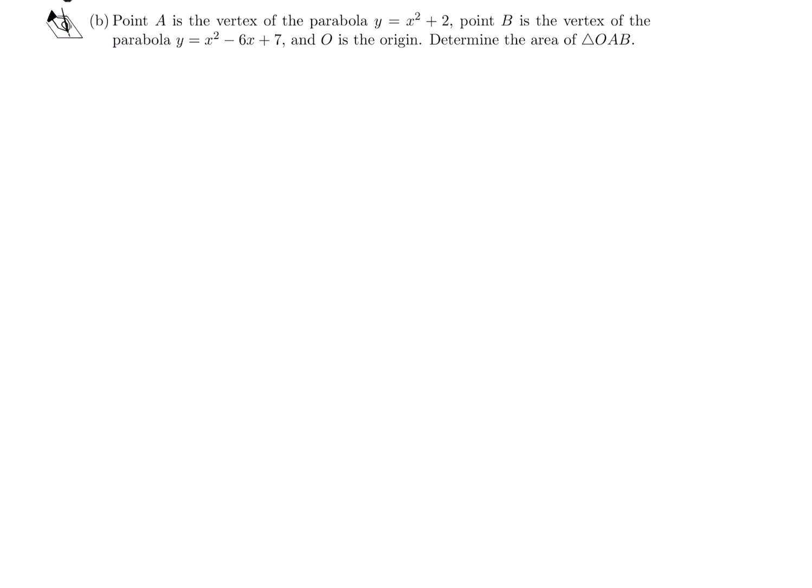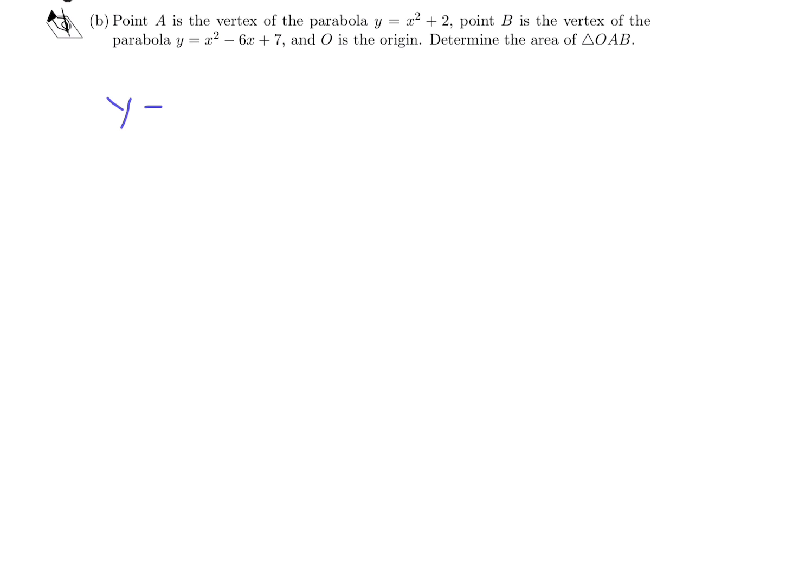Point A is the vertex of the parabola y = x² + 2, and point B is the vertex of the parabola y = x² - 6x + 7. And O is the origin. Determine the area of triangle OAB.